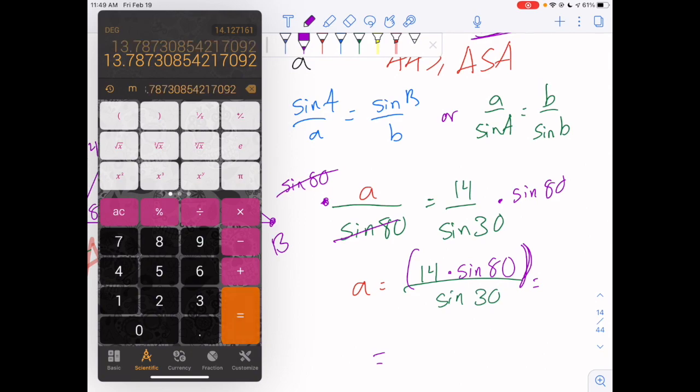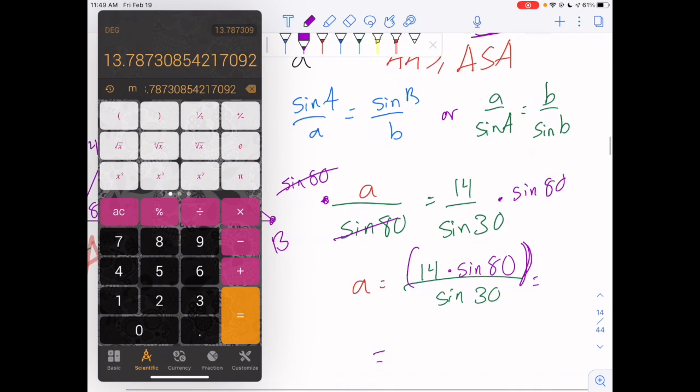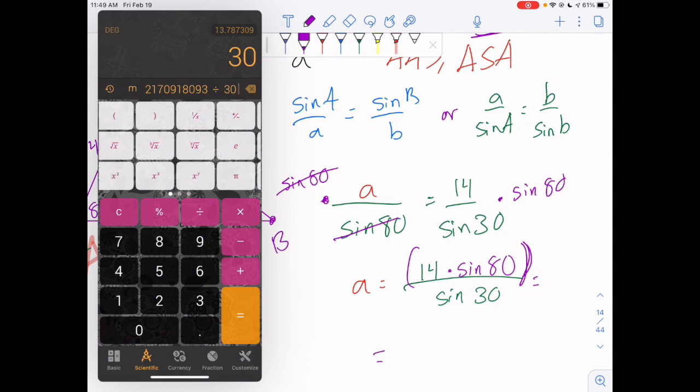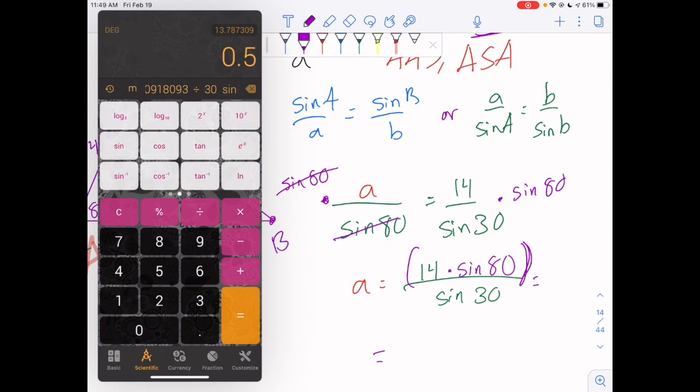So you're going to take that, and then you're going to divide it by sine 30. Sine 30 is 0.5, it equals, this should equal approximately 27.6. Okay, and that's your answer for a.